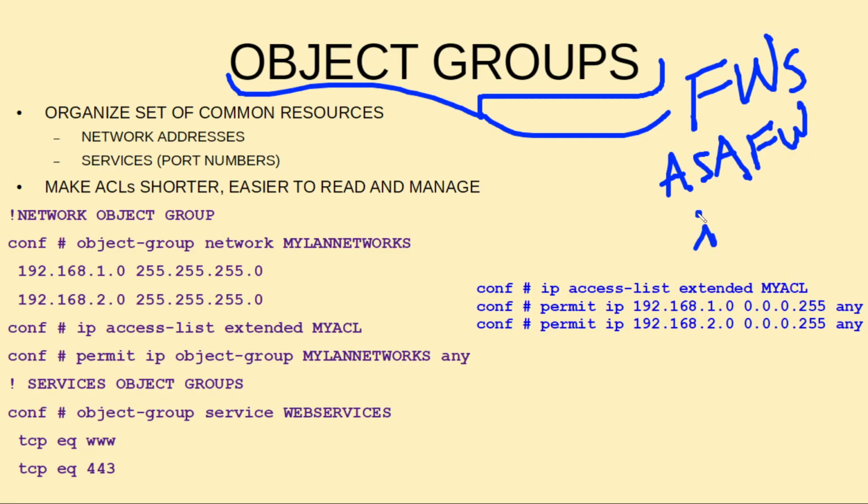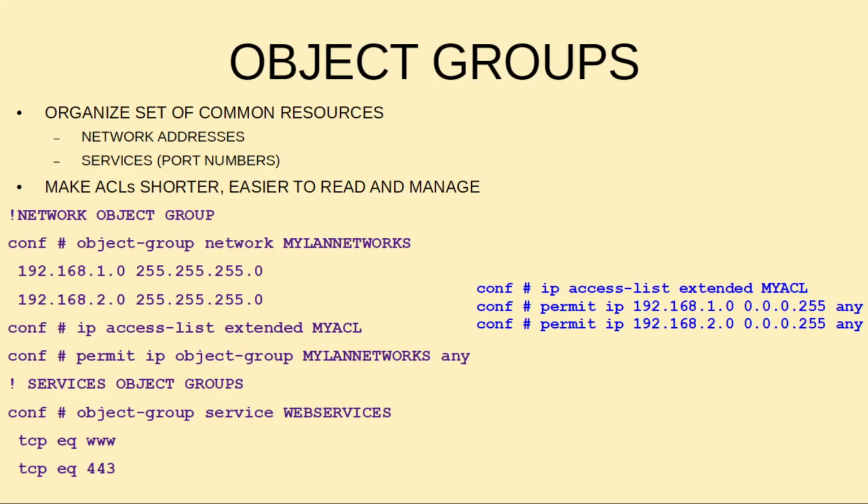Nowadays, we can use it with IOS XE. We can create, for instance, network object groups that are going to hold IP prefixes, or we can create service object groups that are going to hold port numbers. With object groups, our ACLs are going to become shorter, easier to read, and easier to manage.